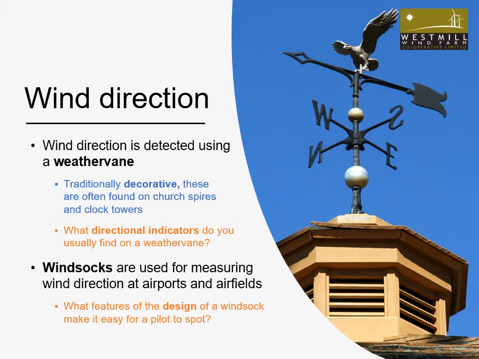The arrow at the top of the vane sits on a pole which runs freely inside the tube and the lower fixed part. The lower part has directional indicators on it. What directional indicators do you usually find on a weather vane? As you can see in the picture on the right, we've got 4 letters, NSWE. These stand for North, South, East and West, and are the cardinal points of the compass.